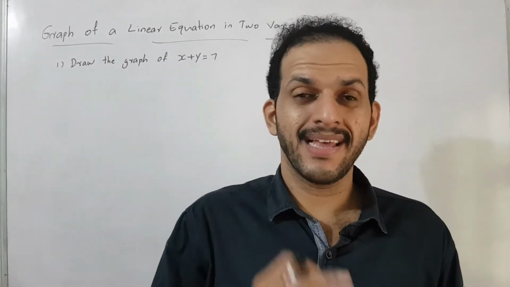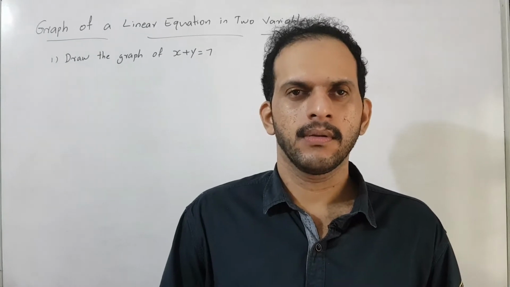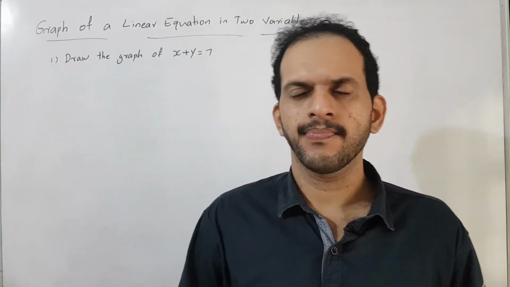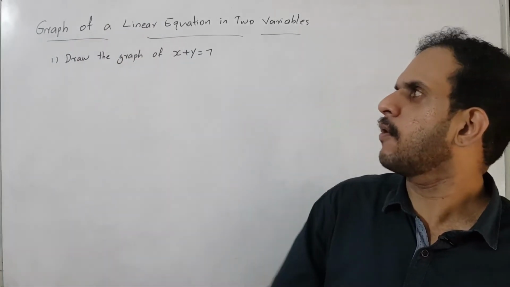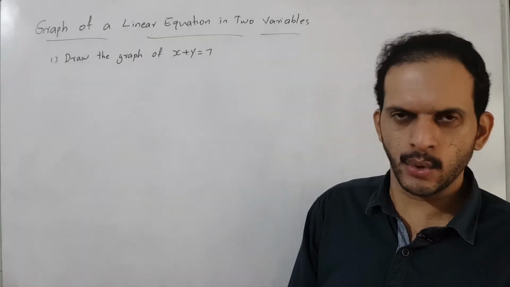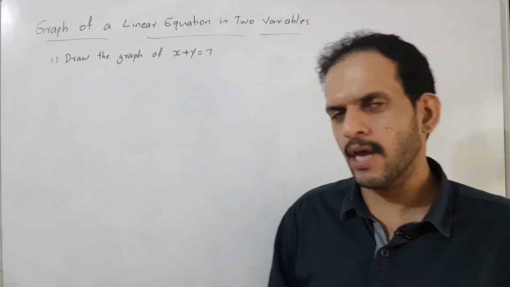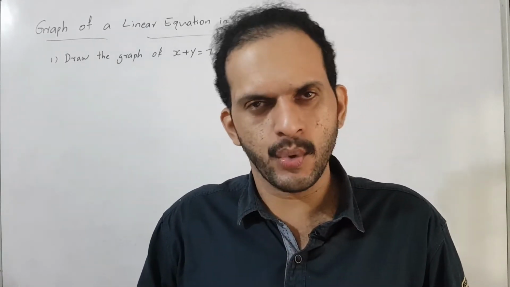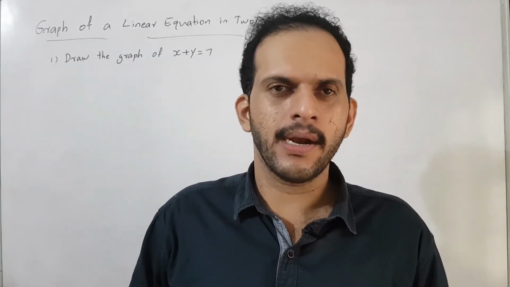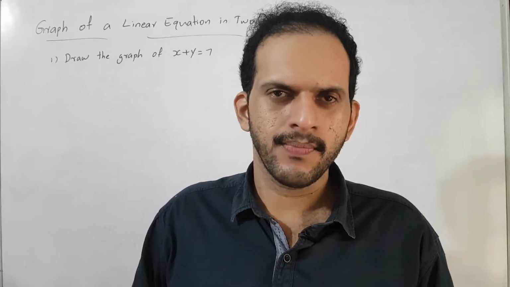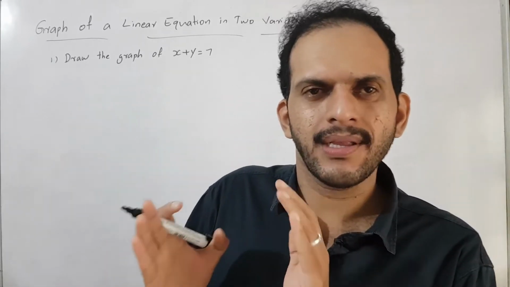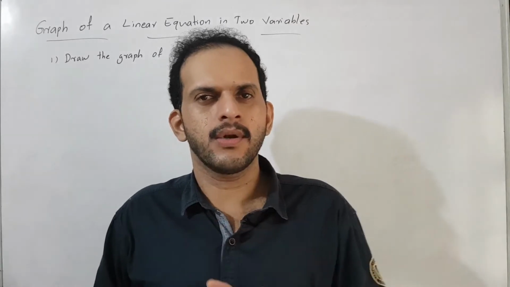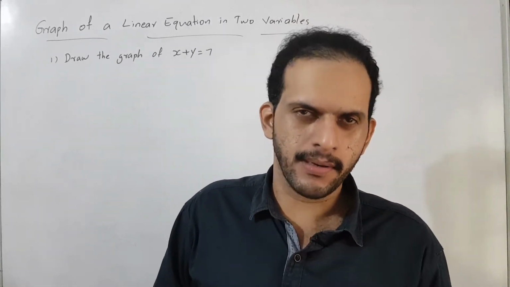Next we go to the next part of the chapter, and that's very important: the graph of a linear equation in two variables. Before that we studied how to find the solution of a linear equation in two variables. I think you got the idea. We already discussed that one, am I right? So for drawing the graph also, we need to apply the same idea here.